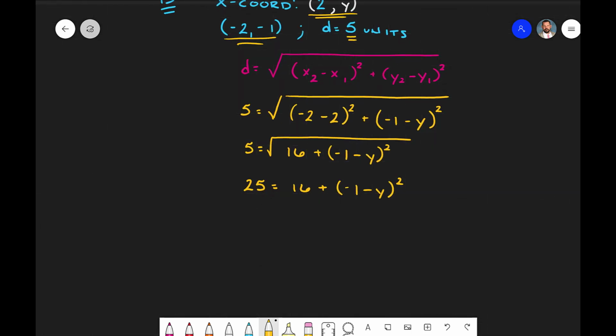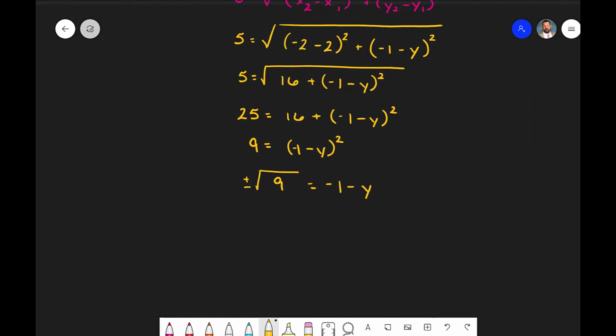We can subtract the 16 from both sides. And here, since we have this quantity squared on the right all by itself, and we have 9 on the left-hand side, we can take the square root of both sides of this equation. So now what we get is plus or minus the square root of 9 is equal to -1 minus y. Well, the square root of 9 we all know is going to be 3, so we have plus or minus 3 is equal to -1 minus y.